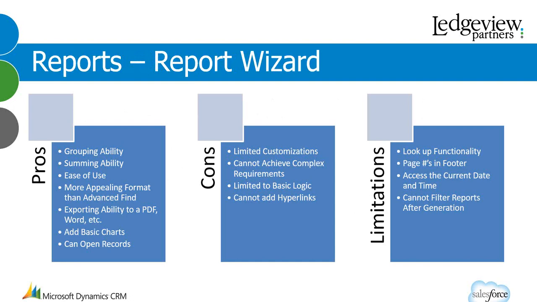If you have a report that you want to send to a customer and you want to add a hyperlink to your website, that would be a custom report. Some limitations: you cannot add lookup functionality to a report within the report wizard. So if you wanted to look up a contact from the report, that would be a custom report. Page numbers and accessing the current date and time, you can't really pull those into the report, but with a custom report you can.